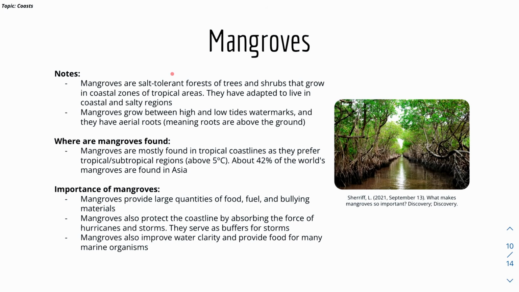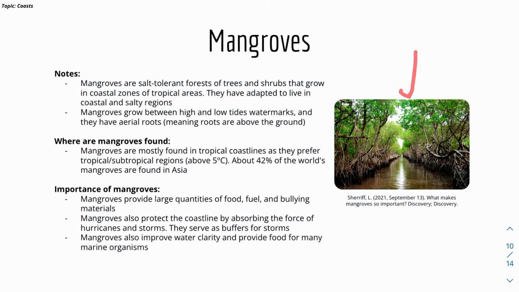So mangroves are salt-tolerant forests of trees and shrubs that grow in coastal zones of tropical areas. And they have adapted to live in these regions where it's salty and it's near the coast. And they can be found between high and low tide watermarks, and they have aerial roots, which means that their roots are above the ground. So here's a diagram of mangroves.